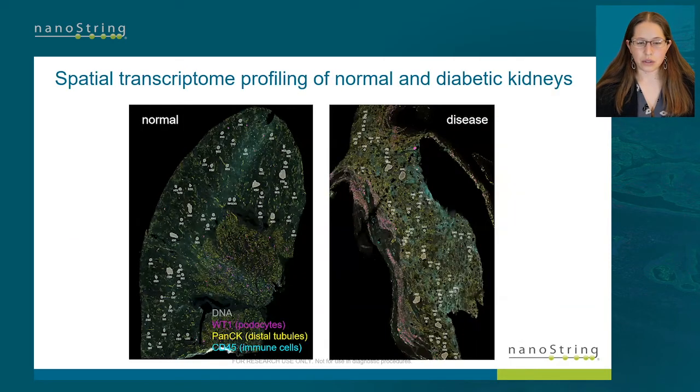So we used WTA to profile regions of interest in FFPE samples of human normal and diabetic kidney disease kidneys. This is an example of what 2 of the scans look like. We also stained these slides with antibodies against WT1, which is a marker of podocytes, these specialized cells in the glomeruli; pan-CK, which in the tubules marks distal tubules but not proximal tubules; and CD45, which marks immune cells. You can see all the ROIs that we selected overlaid over these images.